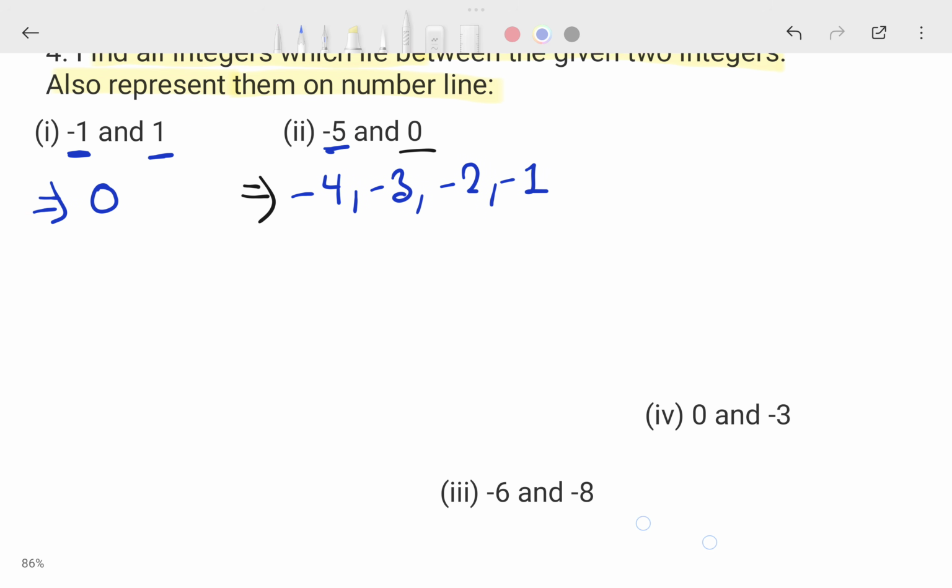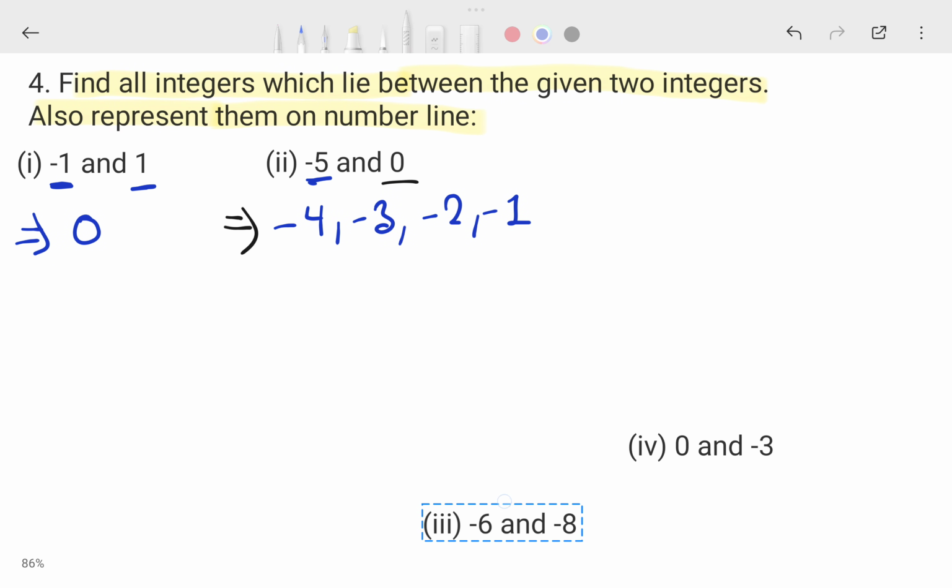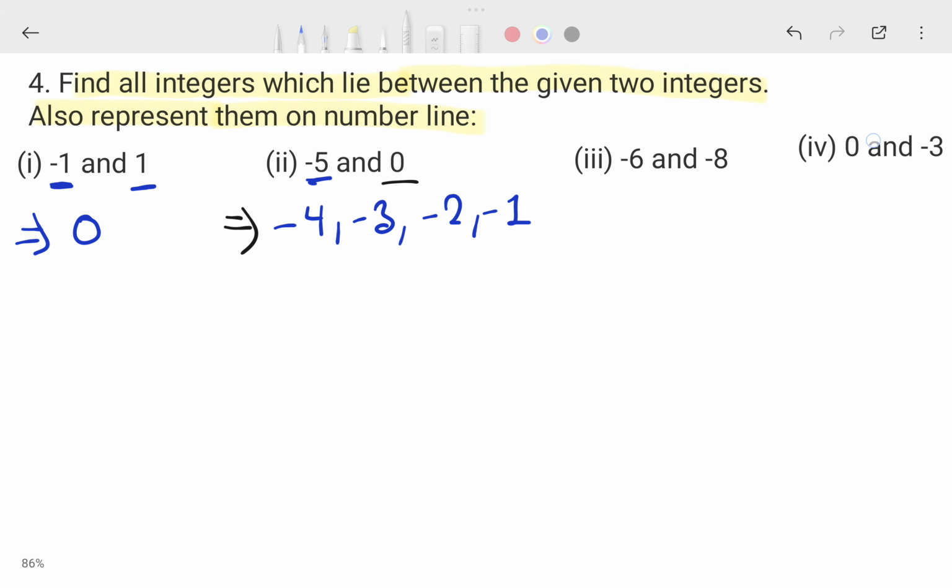Okay, so let's take it. So where is the sixth one? I will take the sixth one here, and third one here, sixth one here. Okay, now let's check the sixth one.